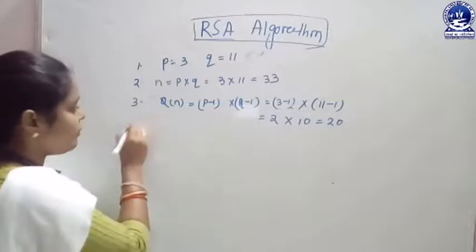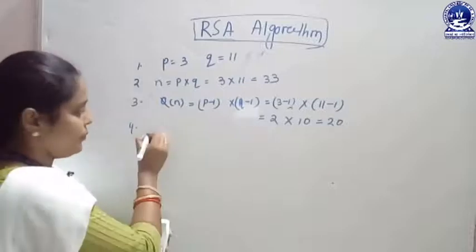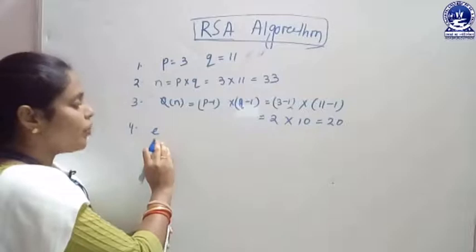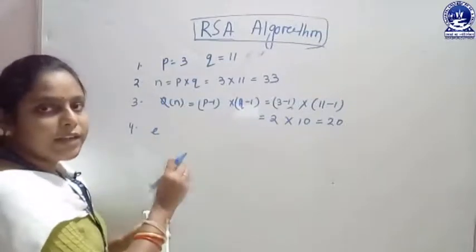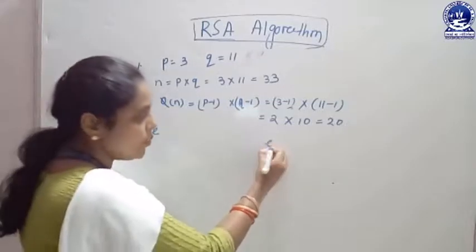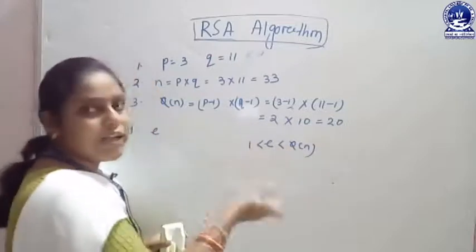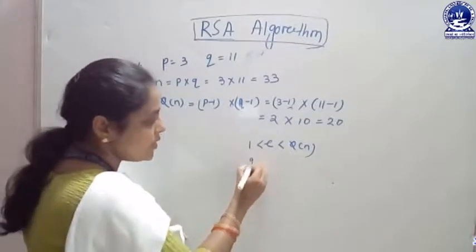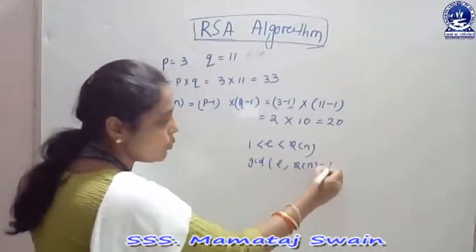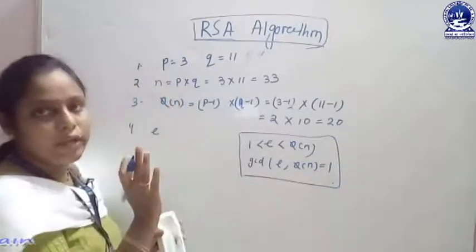In the next step, we choose a number e. When we choose this number e, it satisfies two conditions. What are these two conditions? That is, e must be greater than 1 and less than phi of n. And the second condition is that GCD of e and phi of n equal to 1. By taking these two conditions, we choose e.